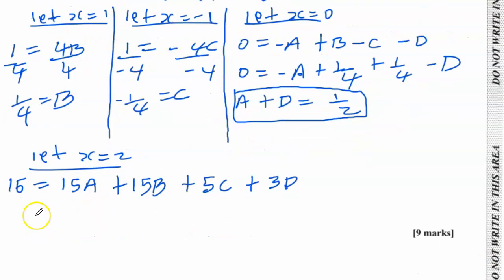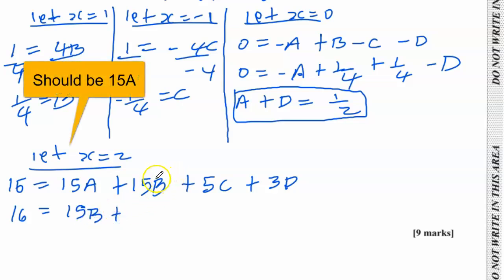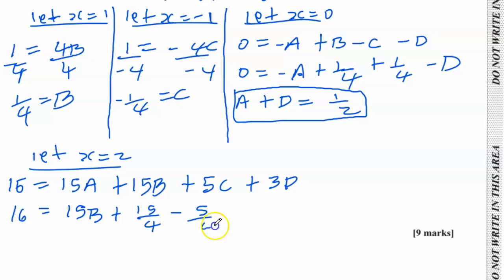Now we know the value of b and c. So 16 equals 15a plus, now the value of b is a quarter. So 15 times b is 15 times a quarter, which is 15 quarters, right? And the value of c is negative a quarter. So 5 of that is negative 5 quarters, plus 3d.